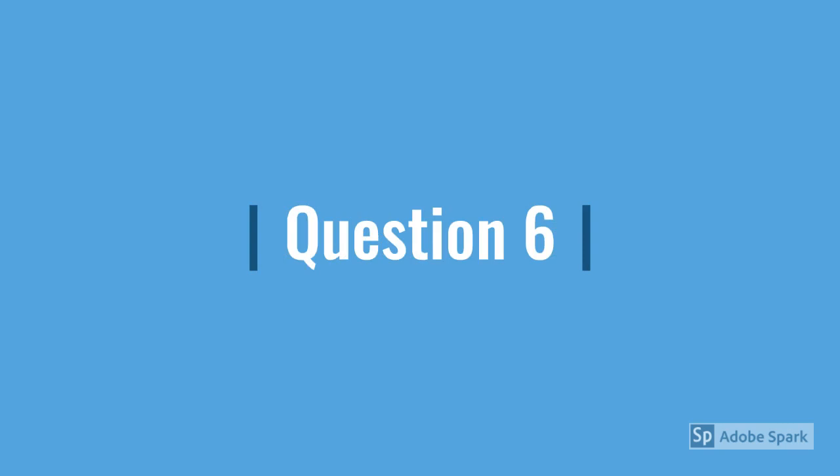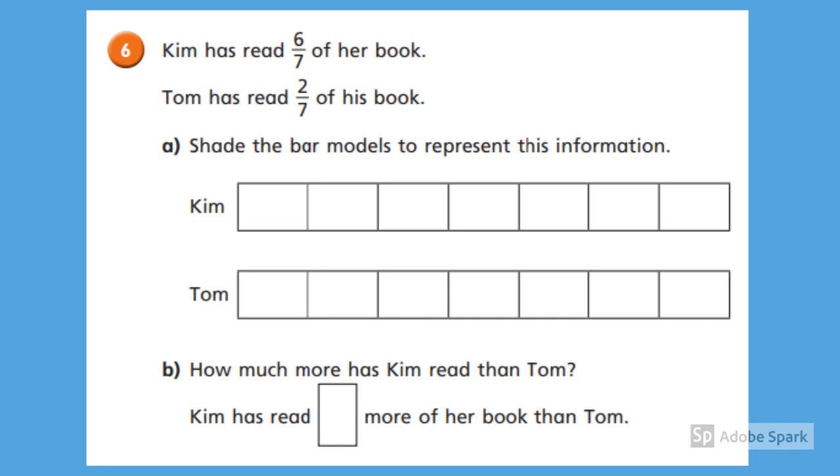Now have a go at question 6. Pause the video and then we'll go through the answers. Question 6. Kim has read 6/7 of her book and Tom has read 2/7 of his book. Shade in the bar model to represent this information and then compare. How much more has Kim read than Tom? Pause the video while you complete this.